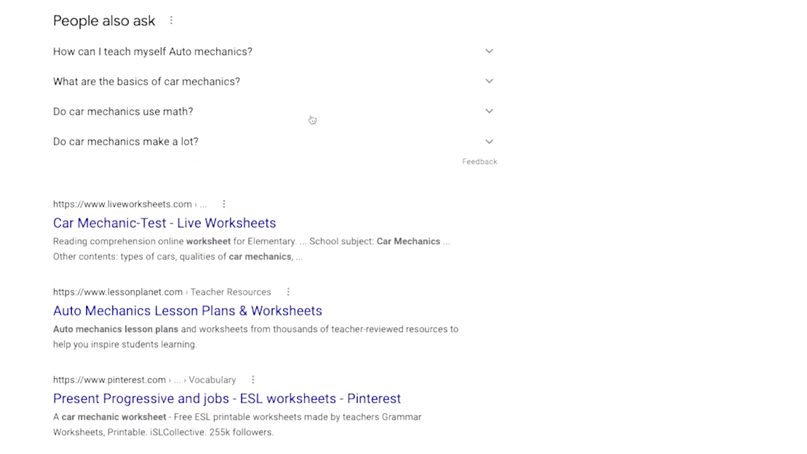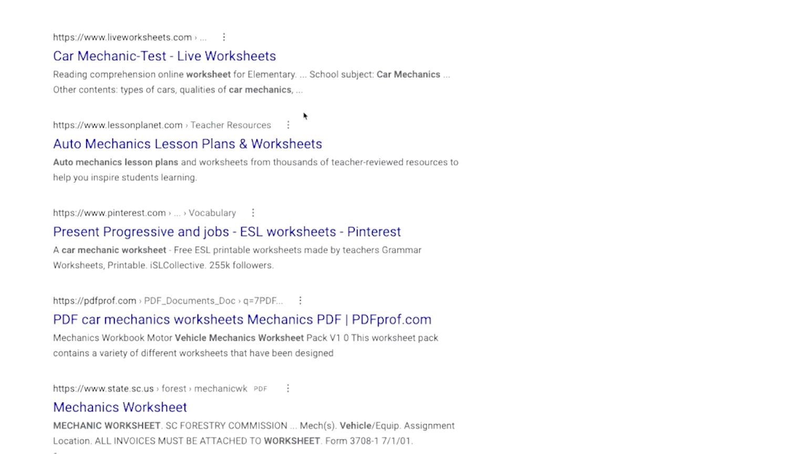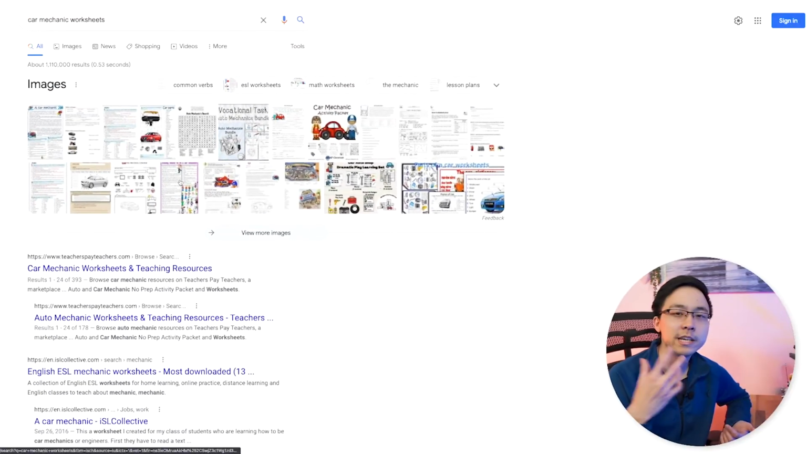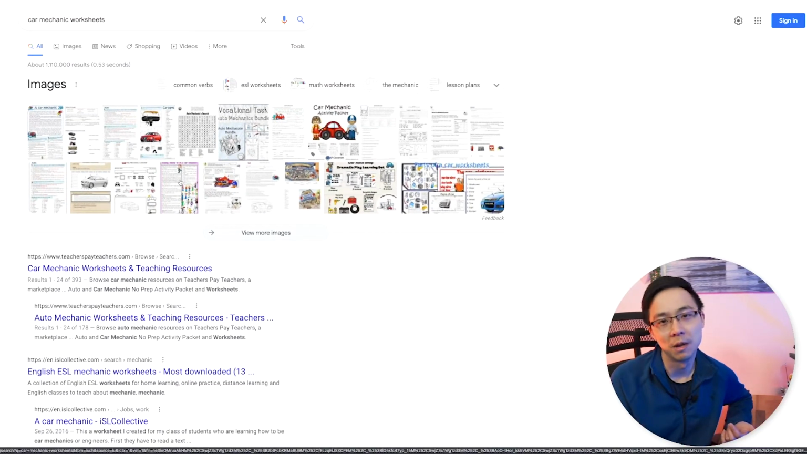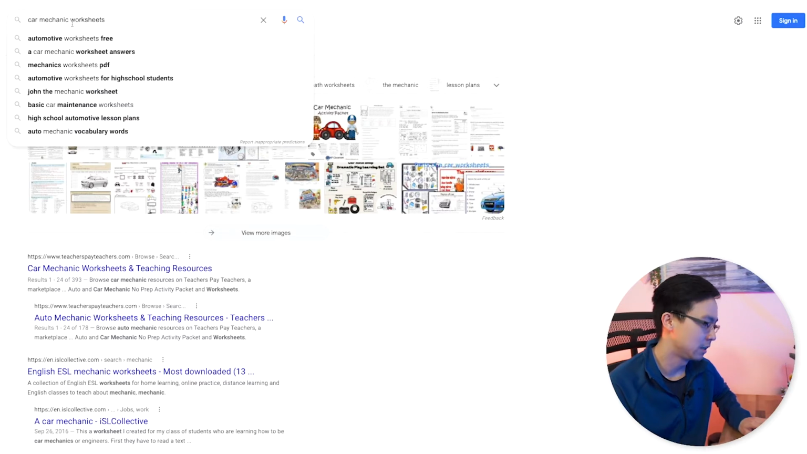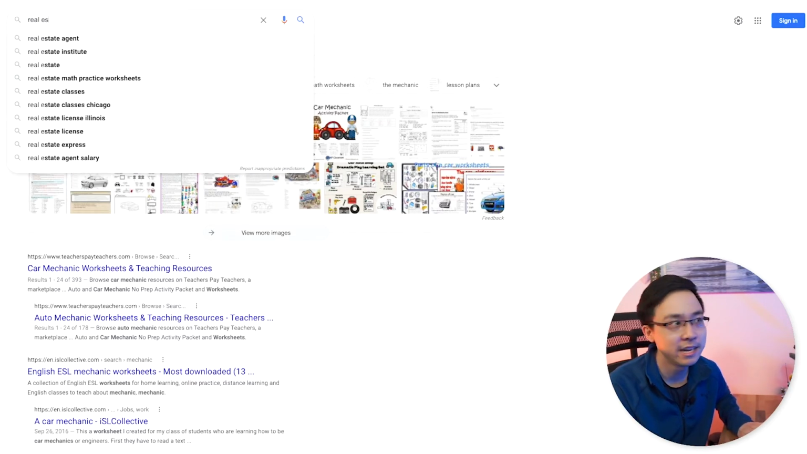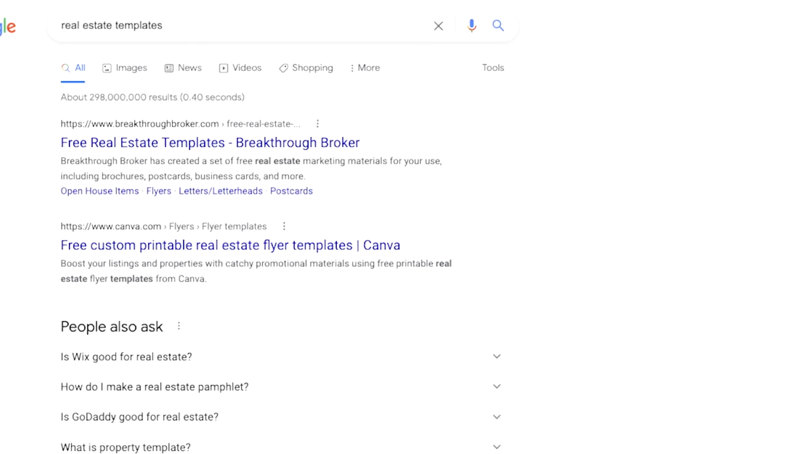of other worksheets in here, whether that's on Teachers Pay Teachers or in other places that we can incorporate into our website. We could even make a website that's solely focused on car-themed worksheets. Or if I were to think about the templates idea, maybe I'm thinking about it through the lens of real estate. And what I'll do is search for real estate templates.